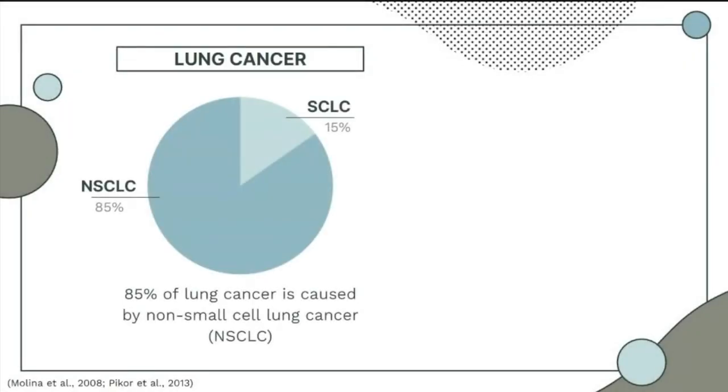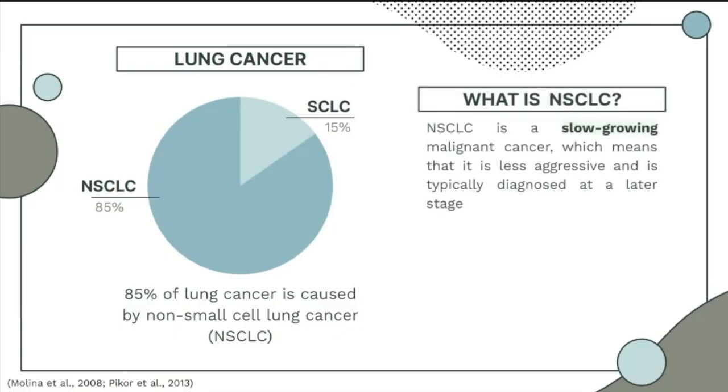Lung cancer is classified into two major types, the small cell lung cancer (SCLC) and the non-small cell lung cancer (NSCLC). NSCLC accounted for 85% of the lung cancer cases worldwide. It is a slow-growing cancer, which means that it is less aggressive and it is typically diagnosed at a later stage and forms a cell in the tissues of the lung.